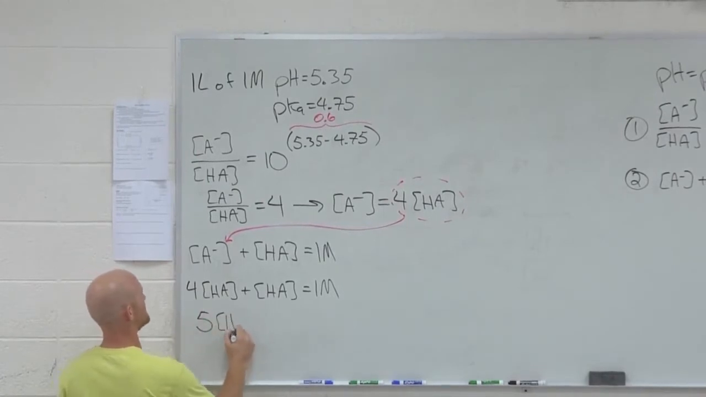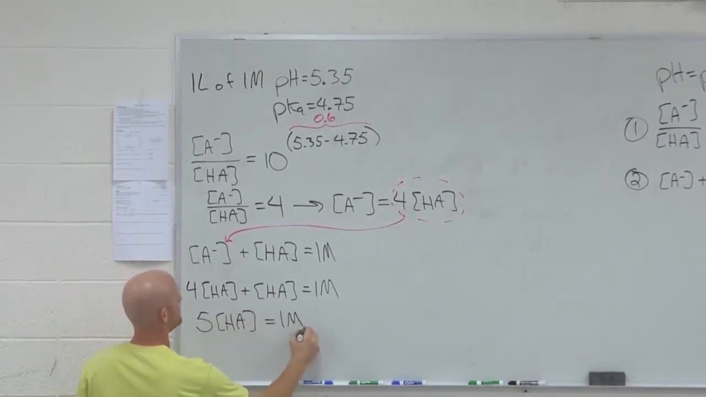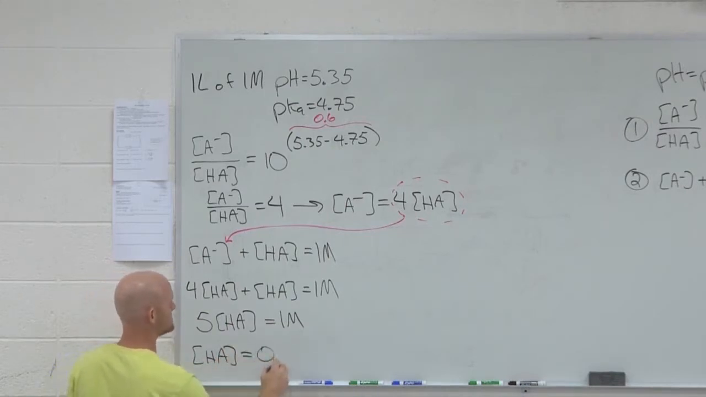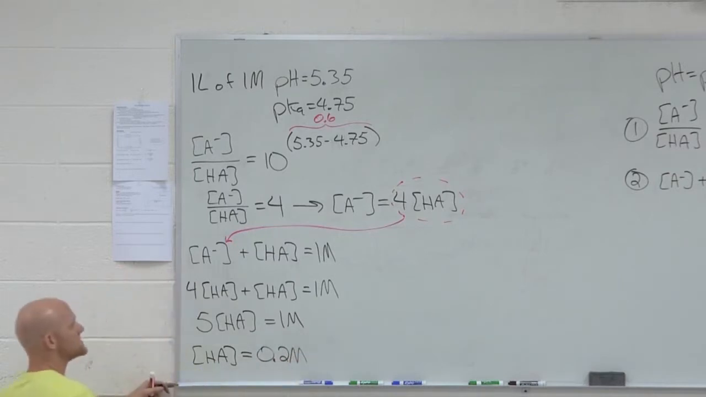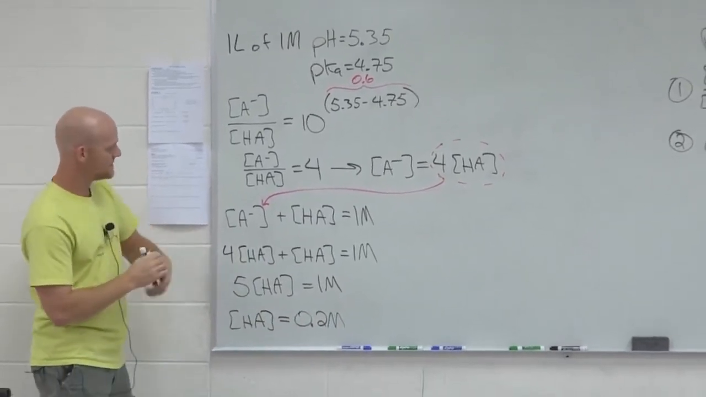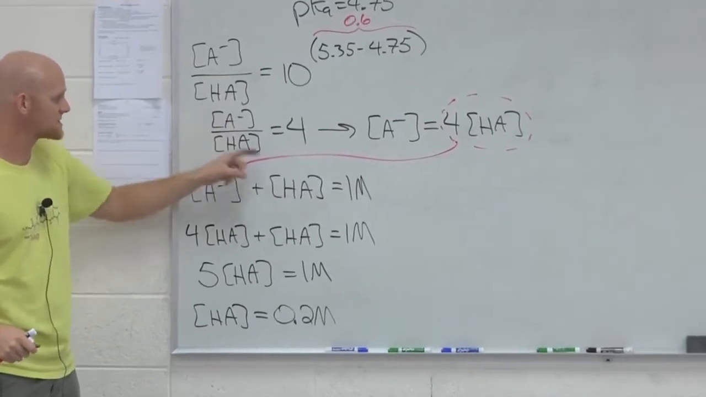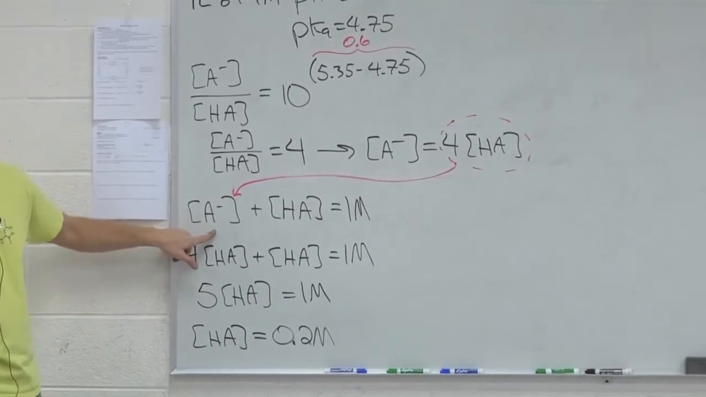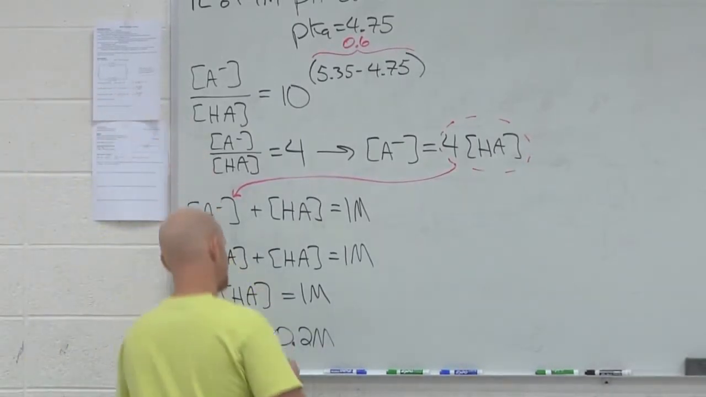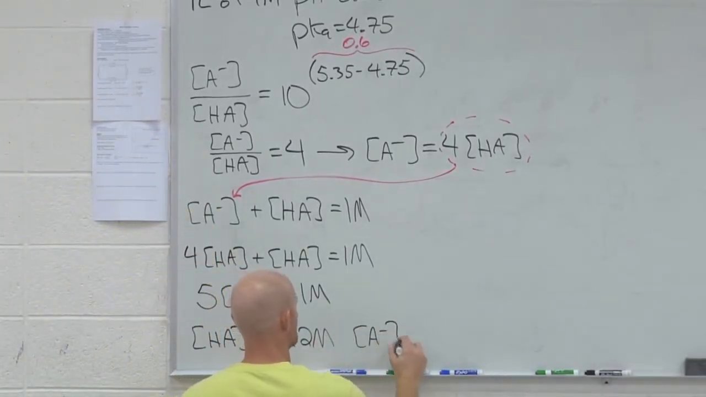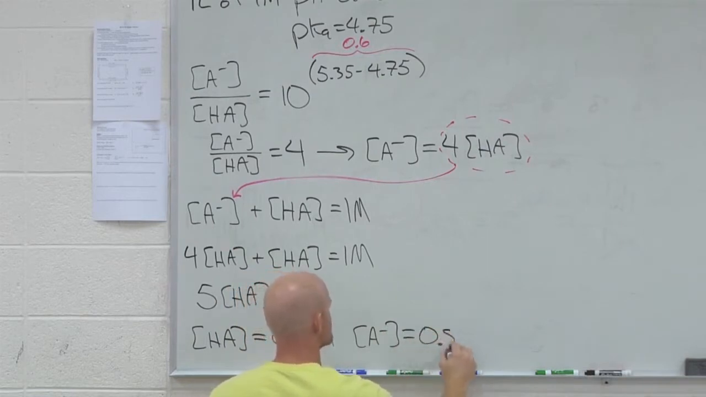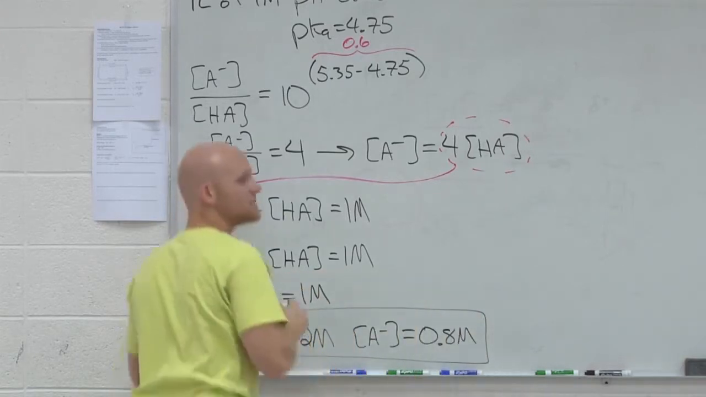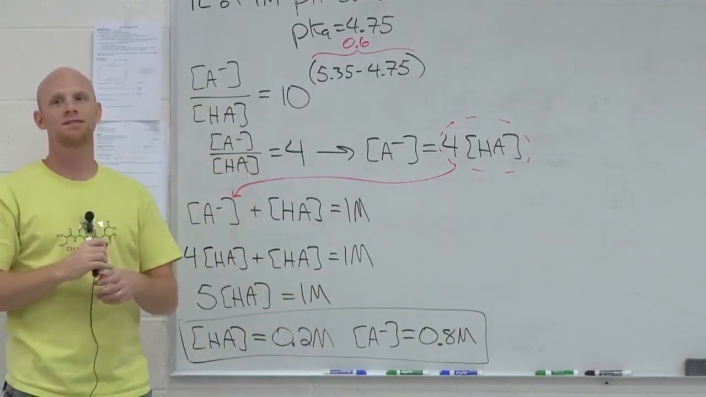But here, 5 times HA equals 1 molar. And so then what's the HA concentration come out to? 0.2 molar. And if HA is 0.2 molar, I can use either expression here. Doesn't really matter which equation I use. But if HA is 0.2 molar, then what's A minus? 0.8. So once you get one, you just plug it back into either of your two original equations. There are the concentrations of HA and A minus I need to get to.